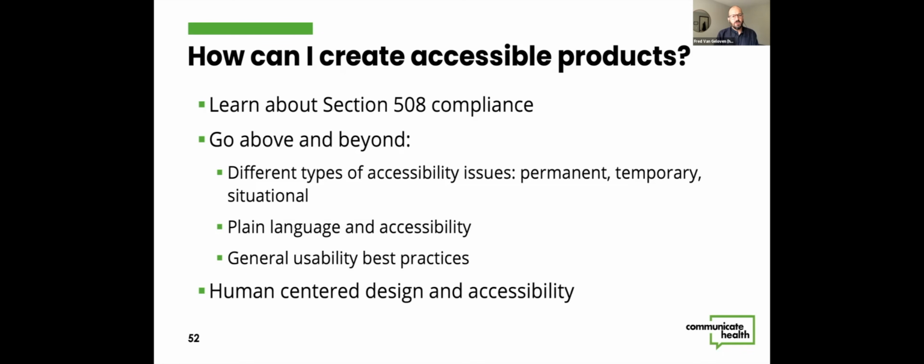Also, take plain language principles into account when considering accessibility. Make sure to address your audience appropriately. And finally, think about general usability best practice and how these affect accessibility. For example, try to set clear expectations up front. And then circling back to the human-centered design process that we touched on before, putting actual humans at the center of your design process will help you create inclusive, usable, and accessible products.